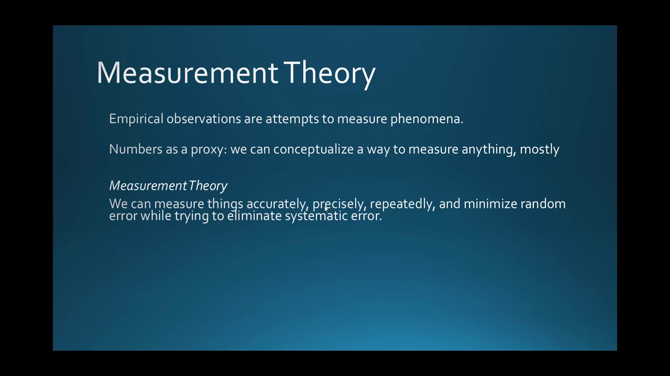It's just all disciplines have their outlier moments, but social sciences' outlier moments are not the same things as the natural scientists' or the humanities'. It's just something to keep in mind. So within measurement theory is this argument, this idea that we can measure things accurately, precisely, and other people can do it too. It's repeatable, and we can do it in a way where we minimize random error and try to eliminate systemic error, or systematic error.